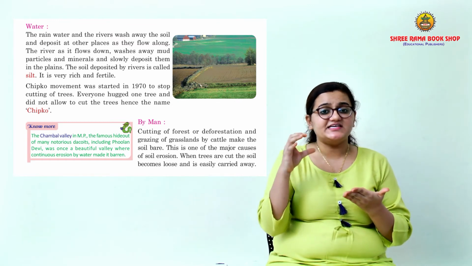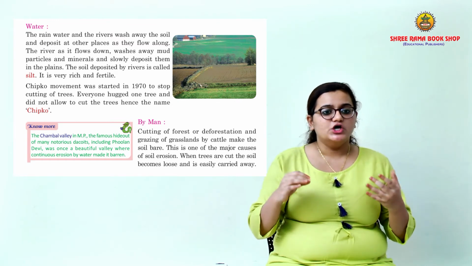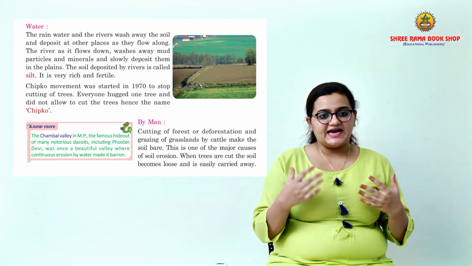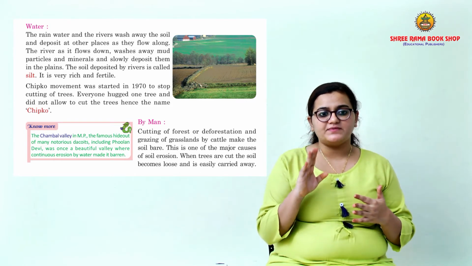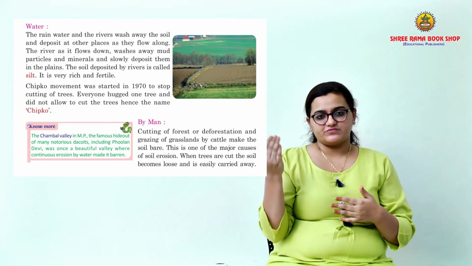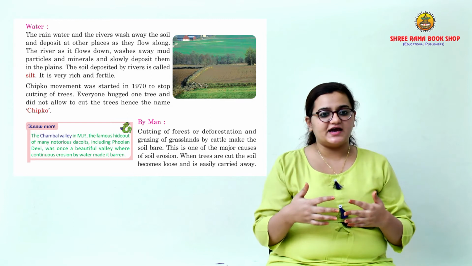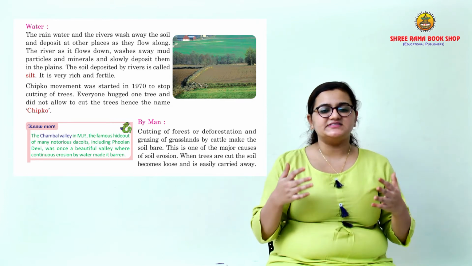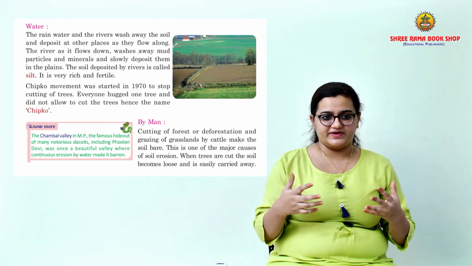So the soil is brought here by the rivers. The Chipko movement was started in 1970 to stop the cutting of trees. Here everyone hugged the trees, and when people came to cut the trees, they did not allow them to. Hence the name, the Chipko movement.